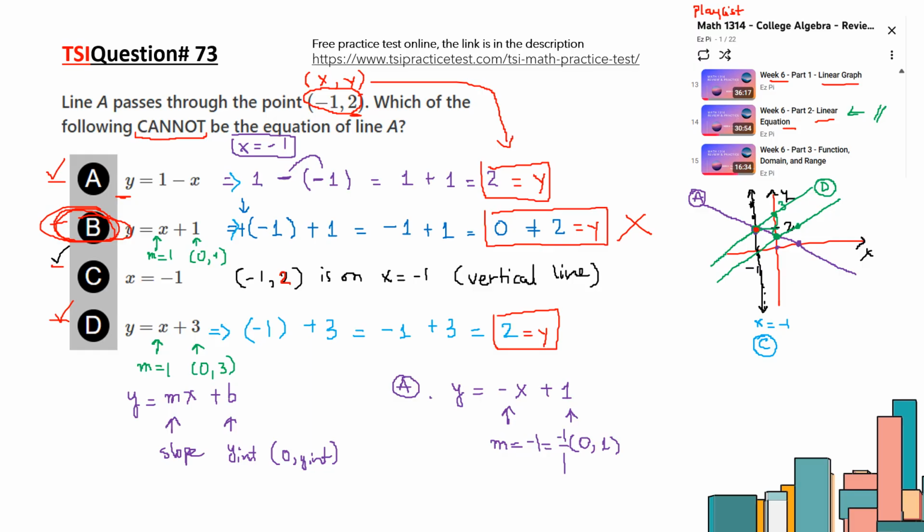Okay, parallel and perpendicular are in week 6 part 2. Make sure, if you don't know about that, watch it and take notes. For the linear graph, how to graph it, and how many forms of linear equation you need to know, is all in week 6 part 1. Hopefully this video helped you understand this problem, and you will work on this kind of problem faster, spend less time on it, but with accuracy.